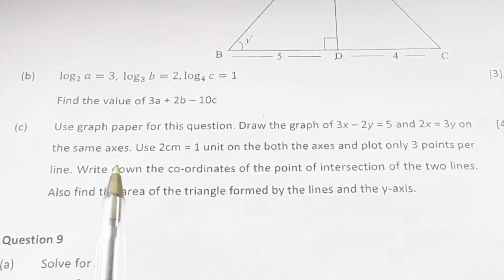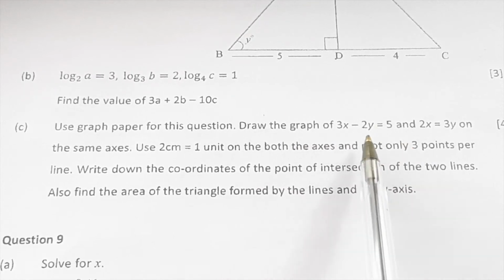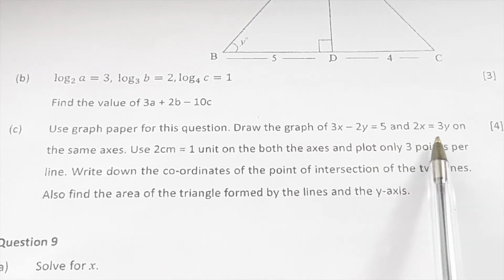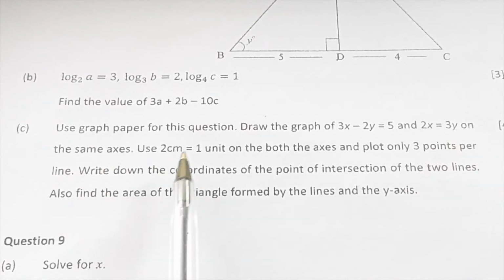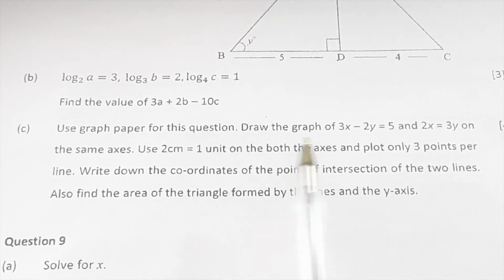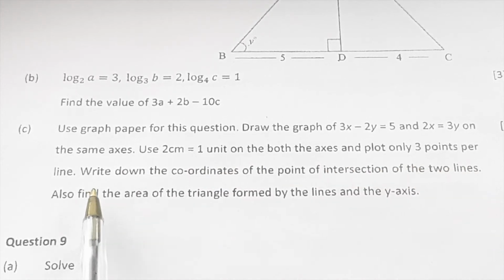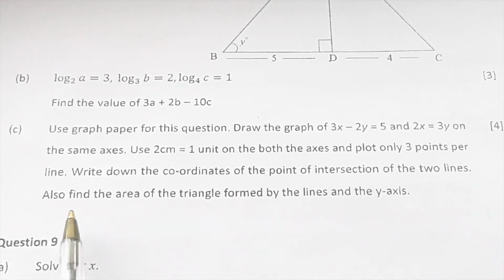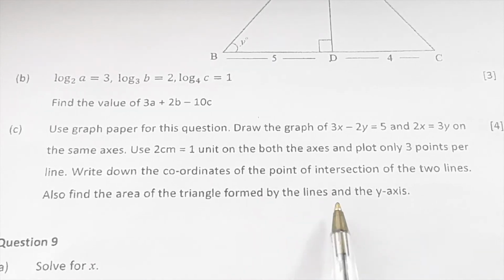8c. Use the graph paper for this question. Draw the graph of 3x minus 2y equal to 5 and 2x is equal to 3y on the same axis. Use 2 centimeter equal to 1 unit on both the axes and plot only 3 points per line. Write the coordinates of the point of intersection of the two lines and also find the area of the triangle formed by the lines and the y-axis.